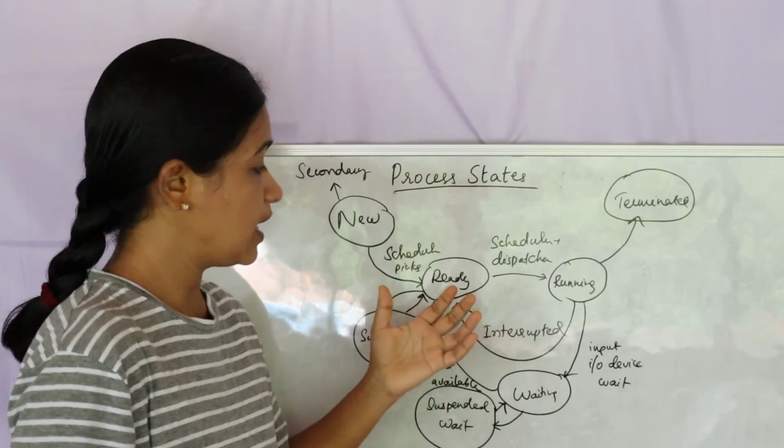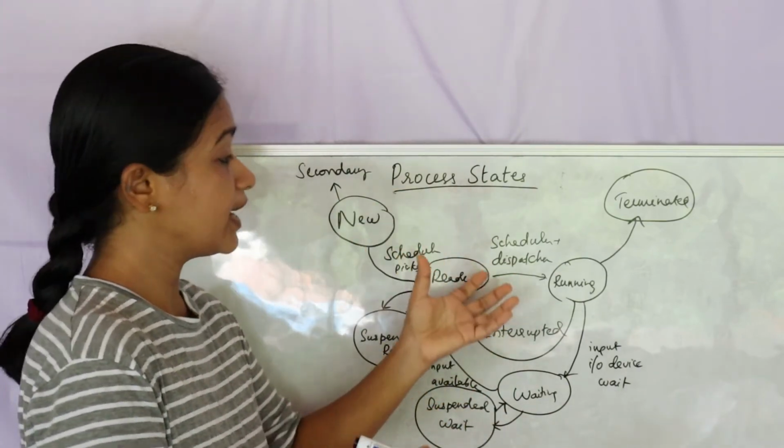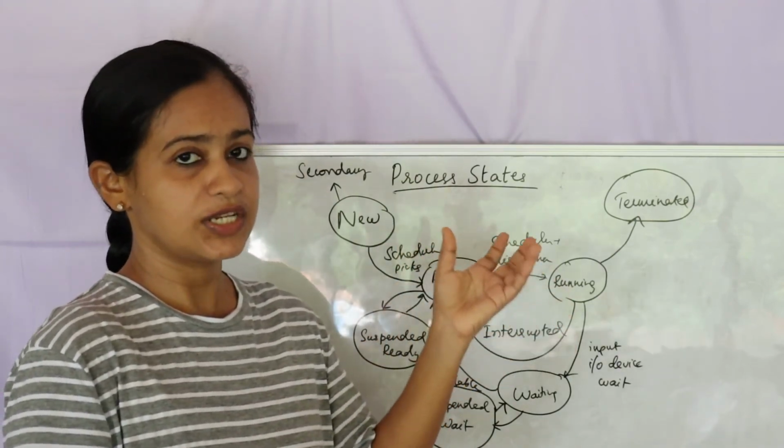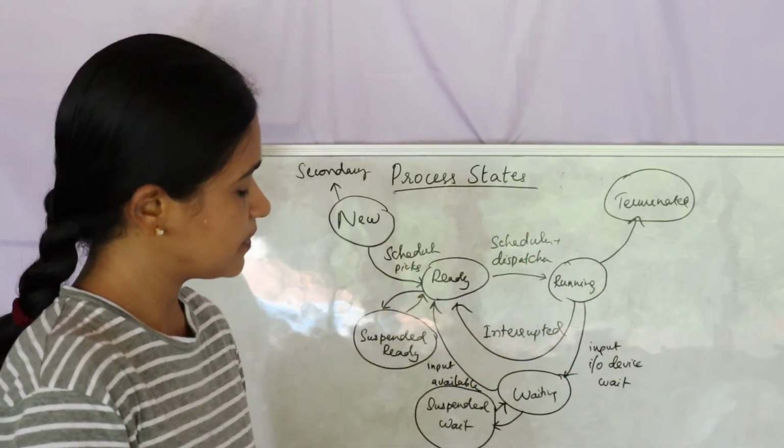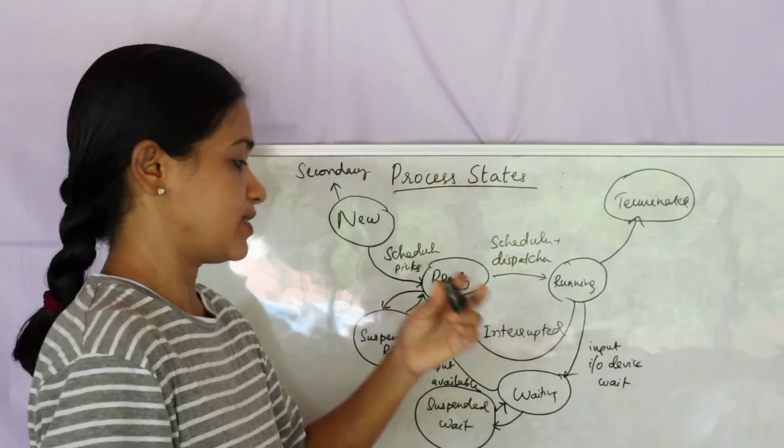This diagram, as it shows the transition of state from one state to another, is known as state transition diagram for a process. So these are all the various states of a process.